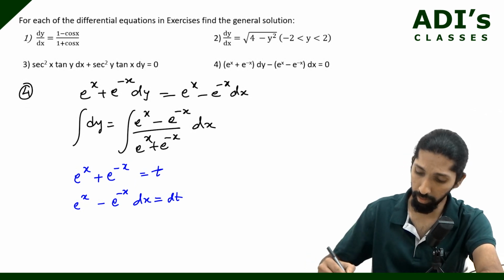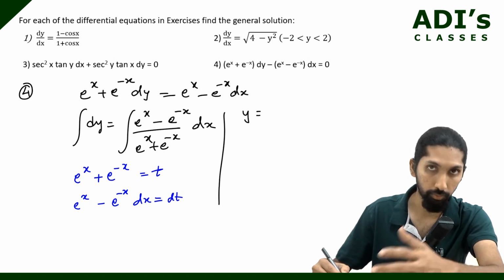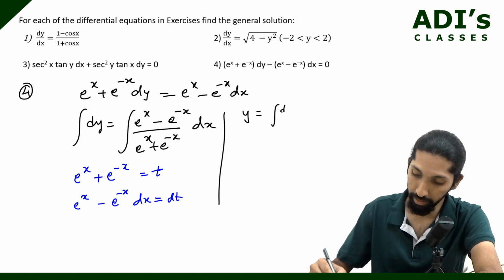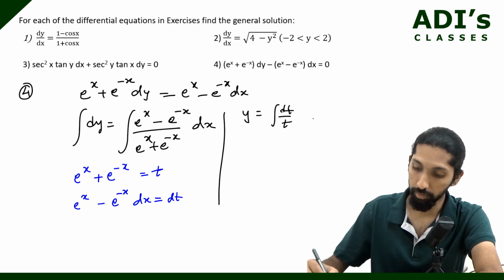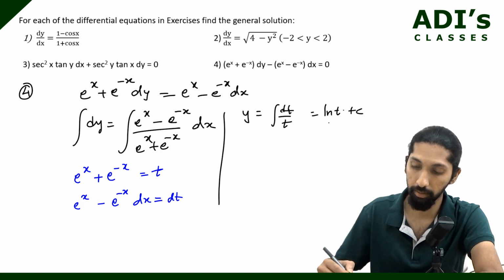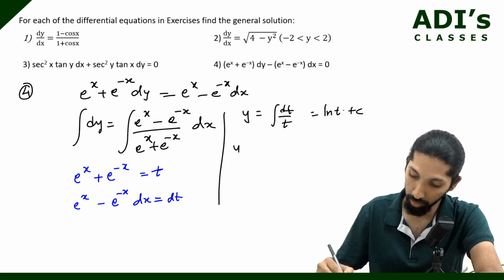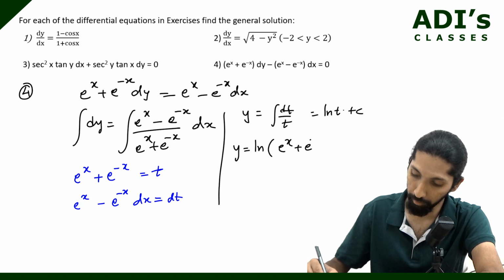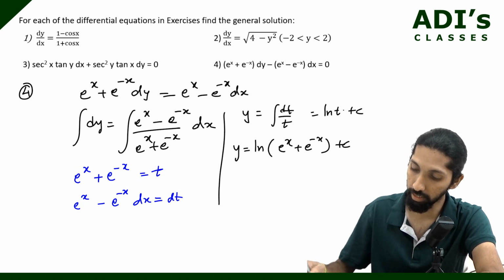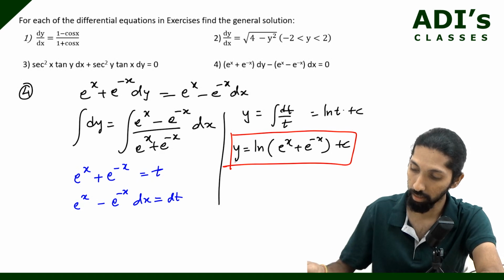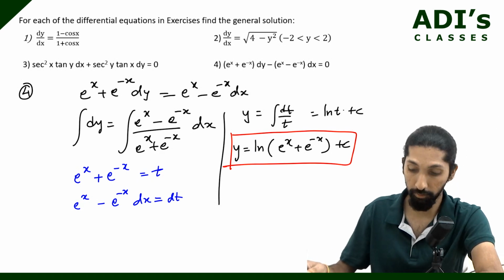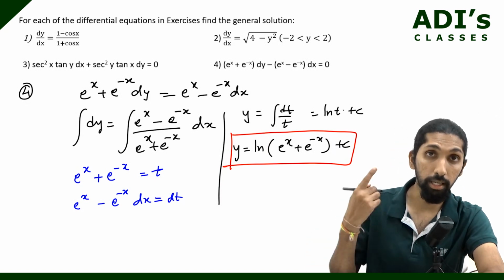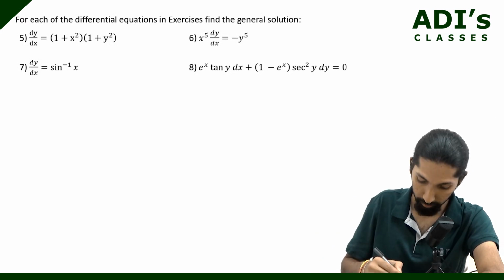Now the question is going to become y. Of course, integration of dy is y. This is equal to integral of dt divided by t, which is basically log of t plus c. Correct? So y is equal to log of e power x plus e power minus x plus c. This is the answer for the fourth question. Fair enough? Now let's move on to the next one. See the fifth question.